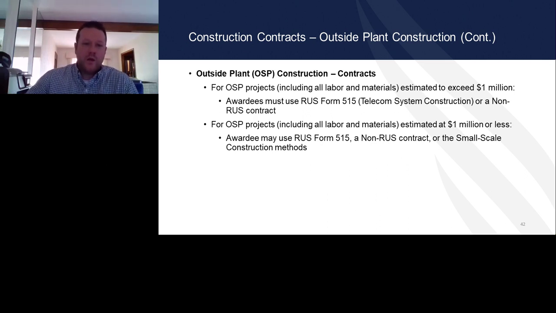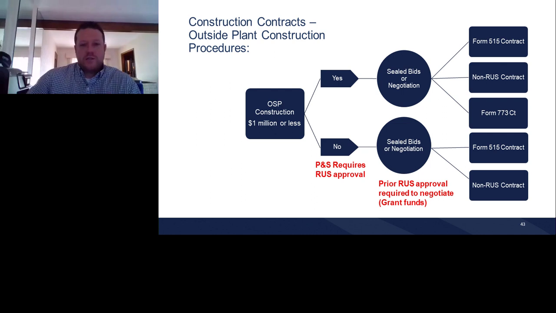That we'll be following. The construction contracts for outside plant procedure, this is just a basic diagram that shows you, if outside plant construction is $1 million or less, then RUS requires approval for plans and specs, RUS approval is required to negotiate, and it basically walks you through that process that we just covered.